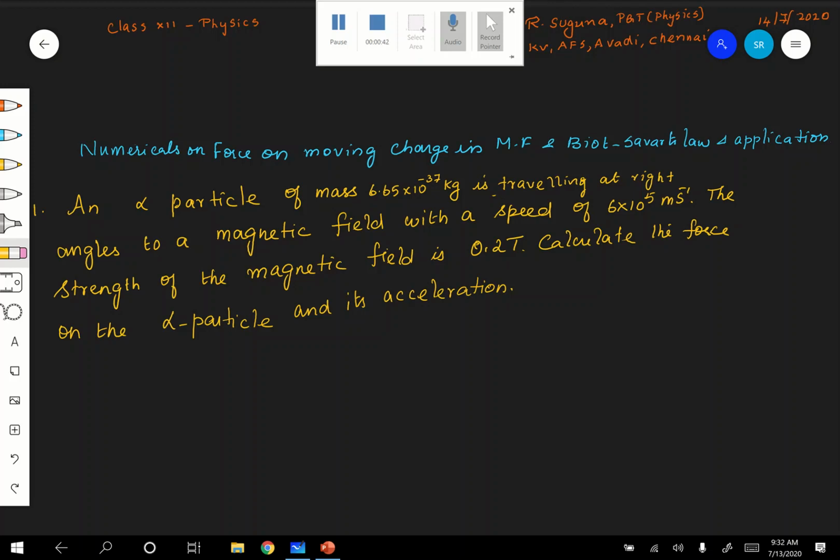Therefore, this is based on an alpha particle moving in a magnetic field. Therefore, a charge is moving in a magnetic field, and that too at right angles. At right angles to the magnetic field, it experiences maximum force. It is based on the force on a moving charge in a magnetic field. Okay. Now we are going to see what are all the things given.